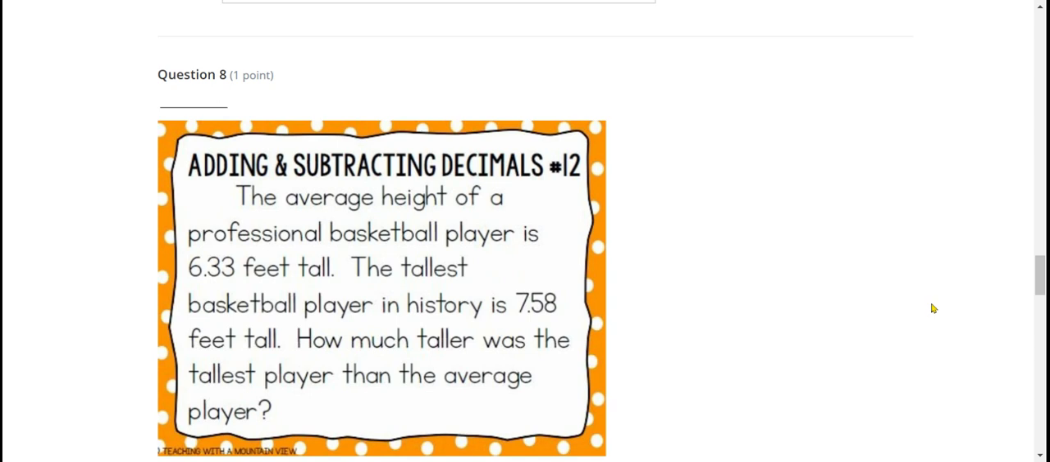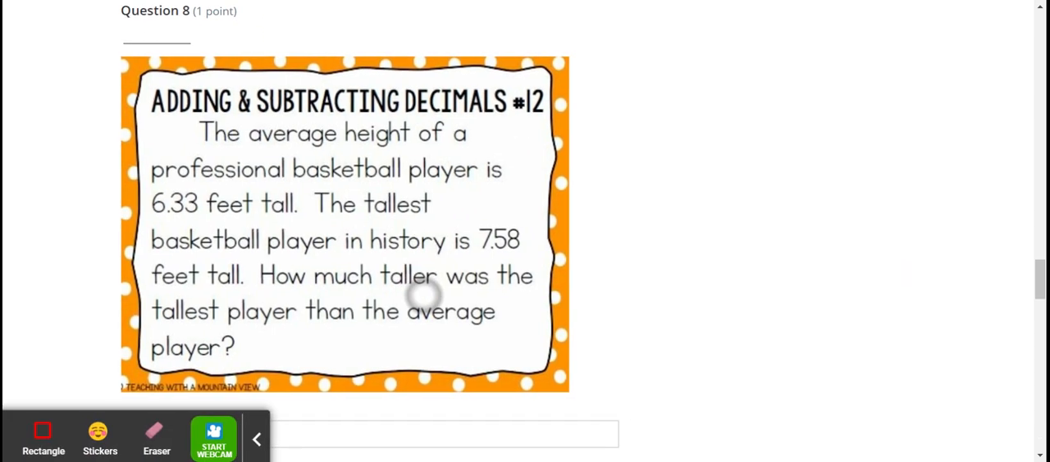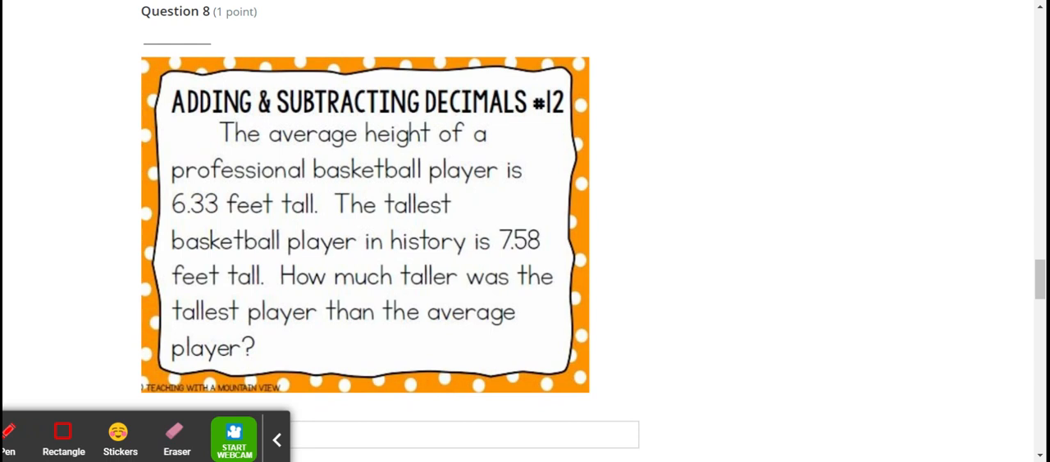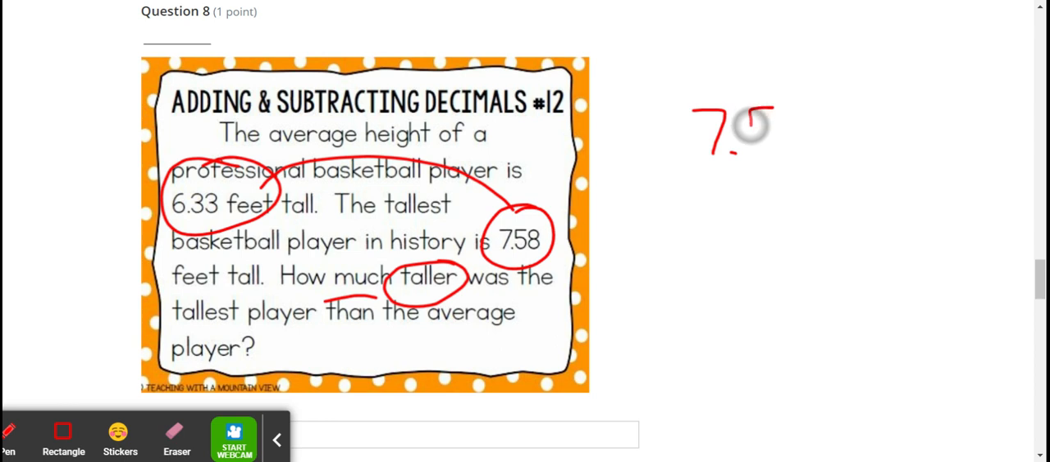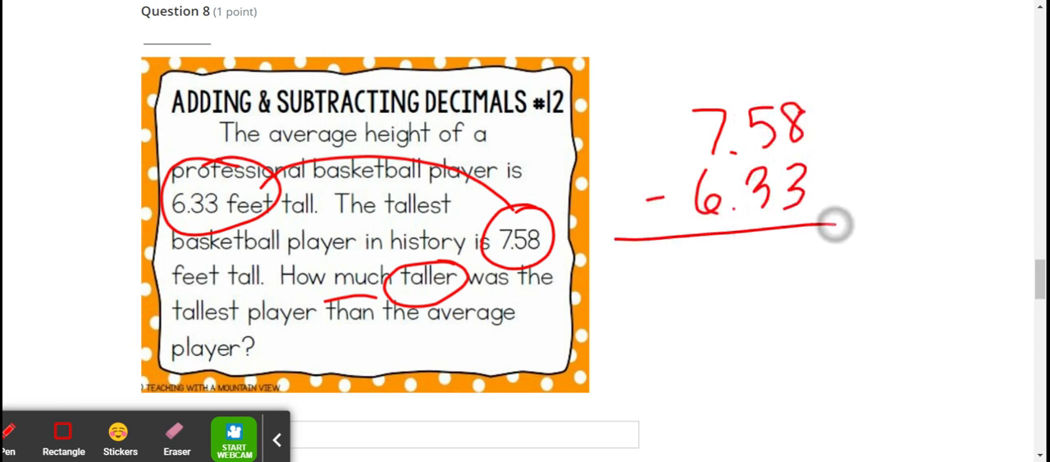Okay, moving on to question 8. How much taller is one player than the other? So if you're asking for how much taller, you're looking for the difference between the tallest and shortest person. You got 7.58 and then 6.33. We look for the difference between them. We have 8. We need to subtract 3. We can do that. We have 5 left. 5 minus 3 is 2. Bring your decimal down. So there's a difference between 1 foot and a quarter.